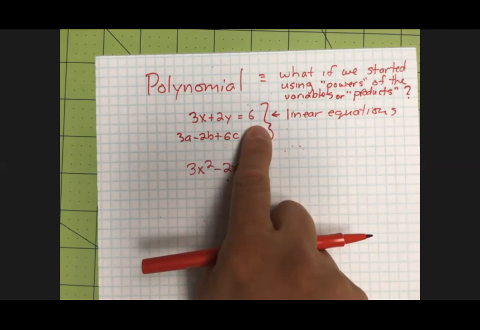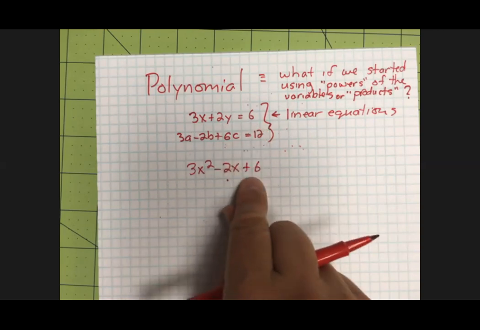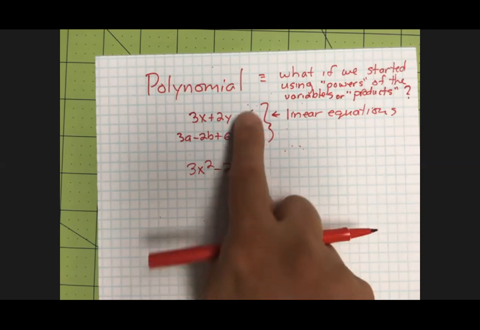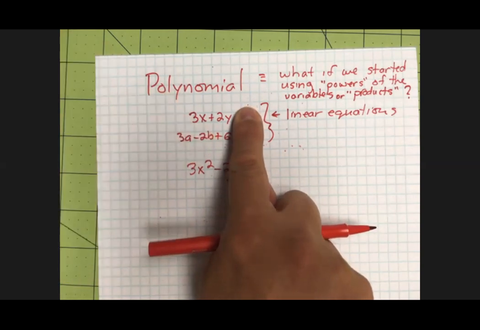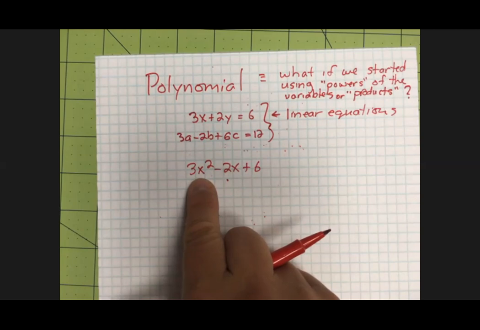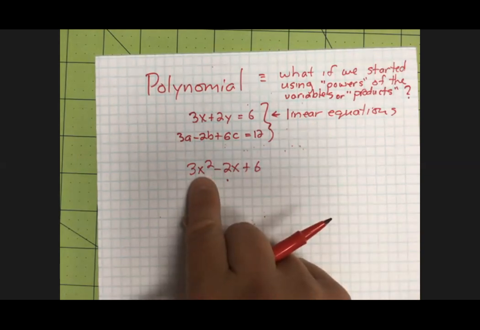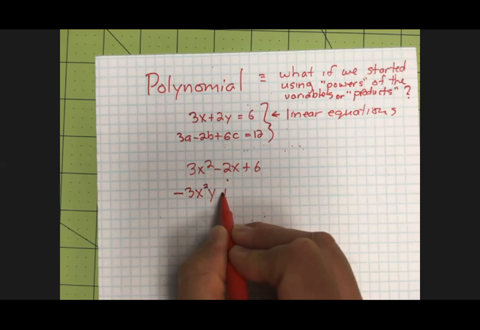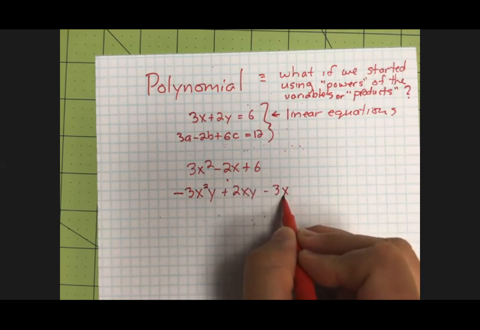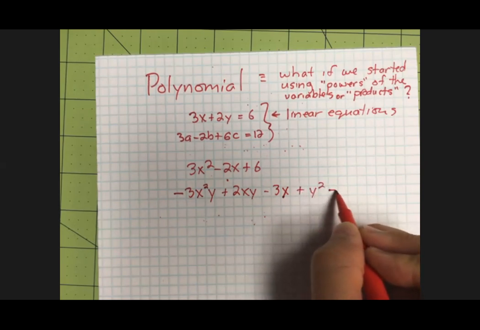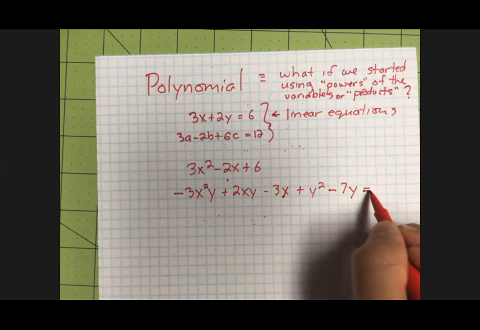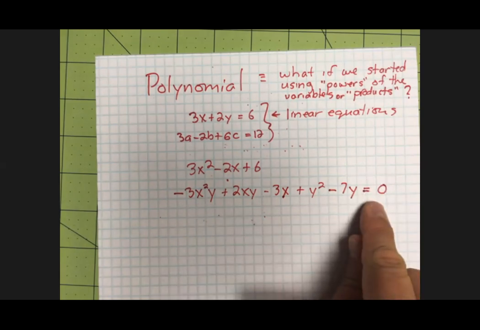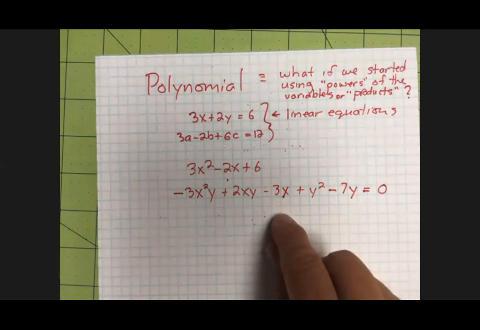Looks a little bit like that linear equation, except now a couple things are different. It's not an equation. But if I cross out the equals 6, that's not an equation either. The reason this is a polynomial is because I've included something that wasn't allowed in the linear equations, and that's the x squared. Or I could say this, minus 3x squared y plus 2xy minus 3y, 3x plus y squared minus 7. I could just go nuts. And I could make an equation out of it. Very interesting thing. Now, by the way, remember I said to you, equations are graphs and graphs are equations.